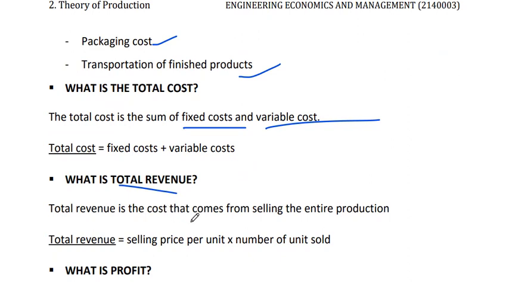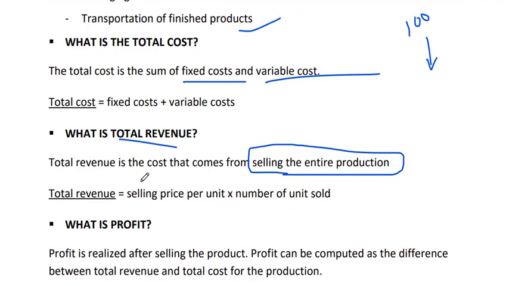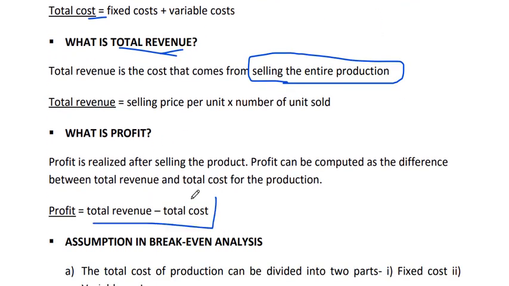Total revenue is the money that comes from selling the entire production. Let's say I make 100 phones in a month, then in the next month I sell all 100 mobile phones. So it's called total revenue. And now what is the profit? Our total cost is this, and total revenue is this. Profit is total revenue minus total cost. Profit is realized after selling the product, and it can be computed as the difference between total revenue and total cost of the product.